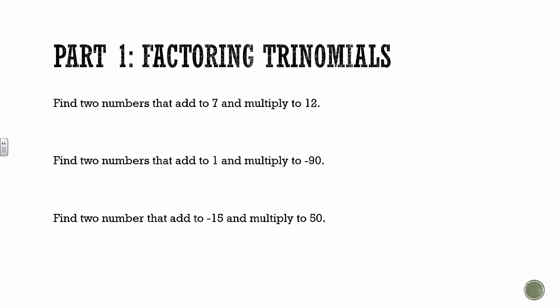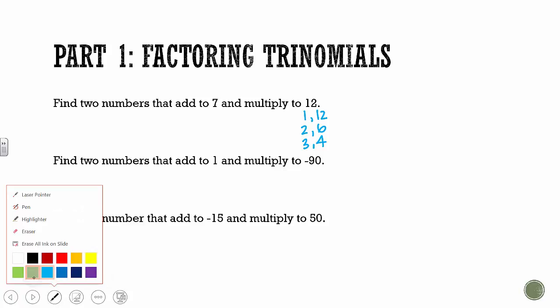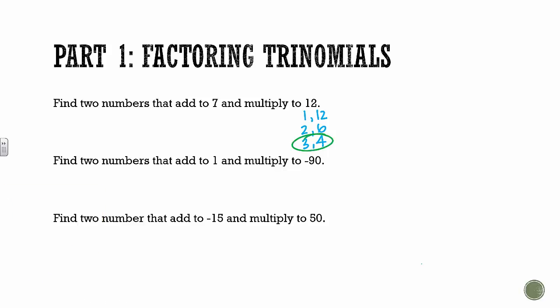Before we get to the actual lesson, let's talk about some numbers in two different ways. If I ask you to find two numbers that add to make 7 and multiply to make 12, there are millions of numbers that add to make 7, but there's only a few that multiply to make 12. 1 and 12 do, 2 and 6 do, and 3 and 4 do. Those are the only possibilities that multiply to make 12. And now the only ones that add to make 7 out of those are 3 and 4. We're going to use those numbers for what we're going to do today.